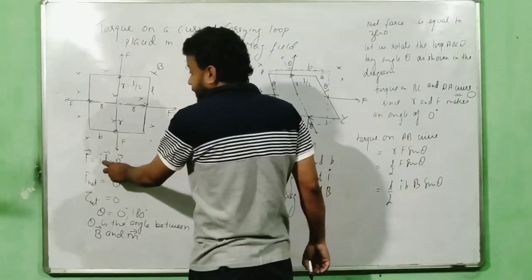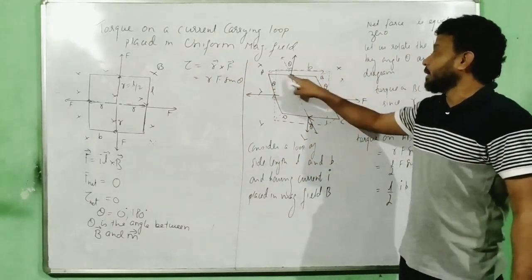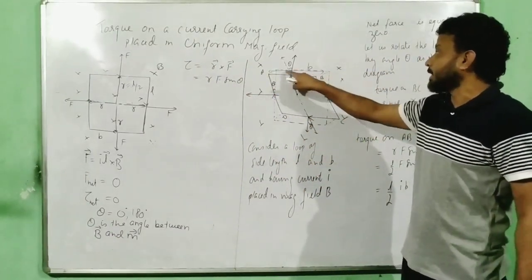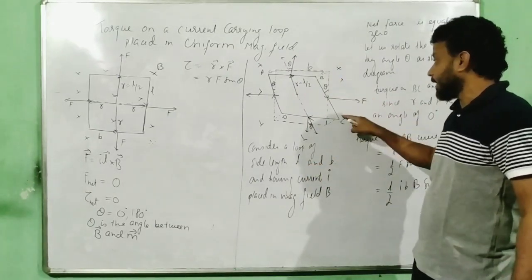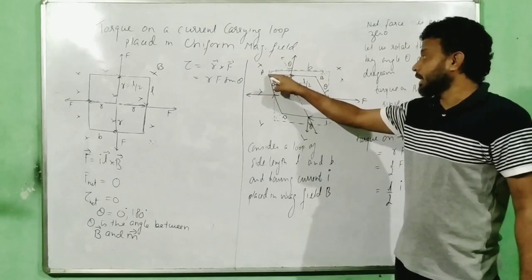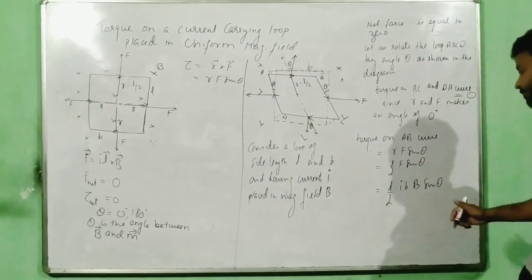ILB formula means what? What is L? L is the length of the wire. So what is my length of the wire from A to B? My length of the wire from A to B is length B, because I have considered a side length of L and B. So this is length L, this has to be B. So I will write I B B into sin theta. Direction.